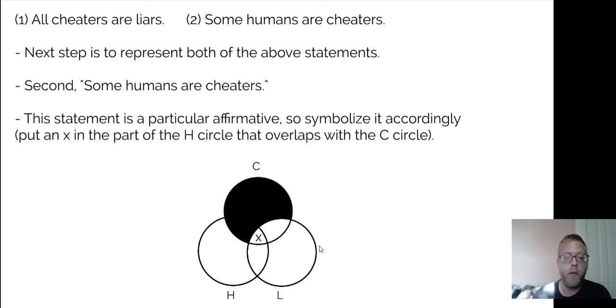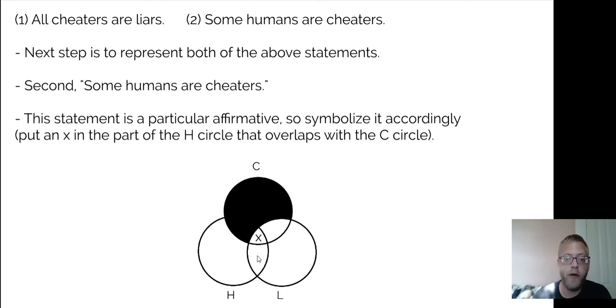So for that, we'll look at the circles that we're dealing with. We're talking about humans and cheaters, and we're saying that at least one member of the group human is also a member of the group cheater. Right? So we have to put that X here. We can't put it here because that would mean that some humans are not cheaters.